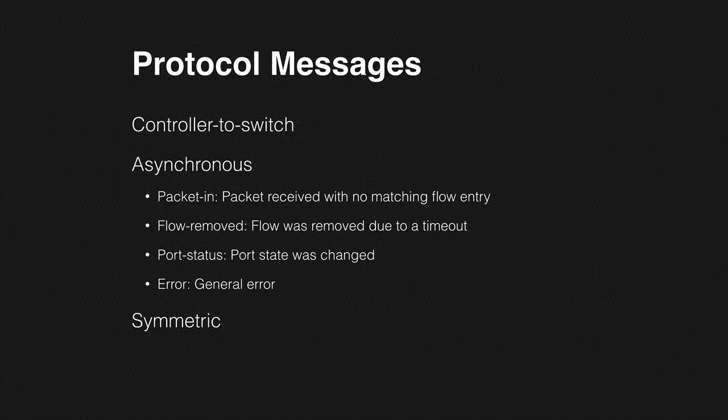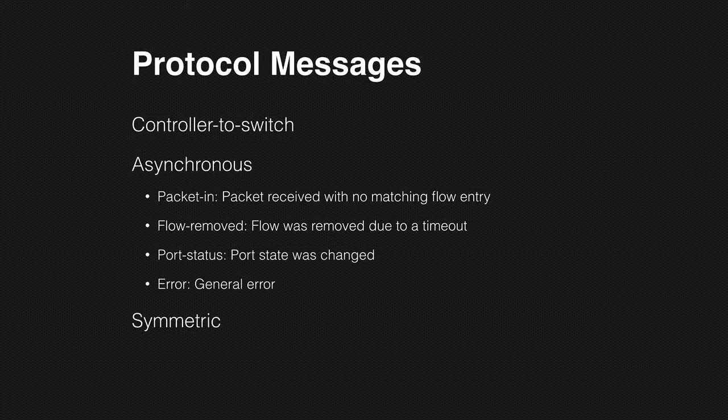The asynchronous set of messages contains the packet in one, which is actually the message that will contain a packet that got no matches in the flow table of the switch. So basically, the functionality of OpenFlow is to allow switches to ask the controller, what should I do with this packet and the subsequent packets with the same header? And for the controller to reply with the rule that will be installed to the flow table.